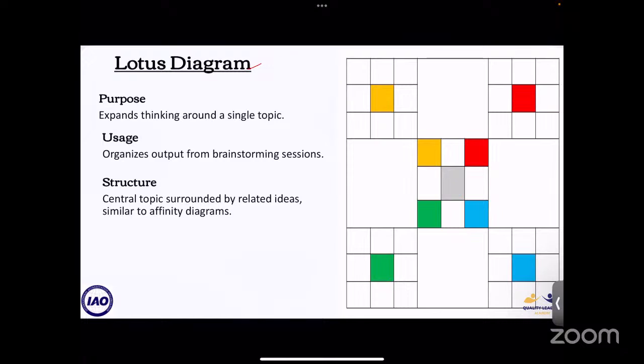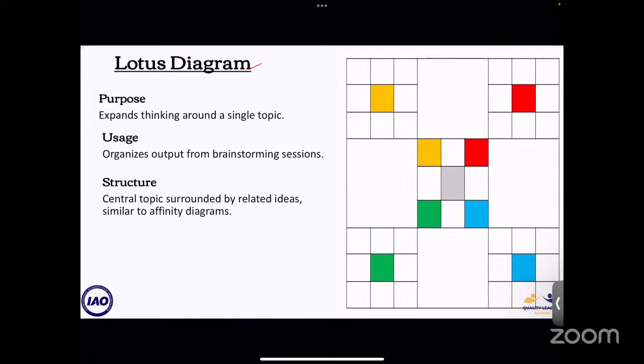Imagine you are working with a team and throwing around ideas. The lotus diagram brings structure to that chaos. By organizing your ideas visually, it makes it easier to see relationships, prioritize thoughts, and move forward with clarity. Now let's break down how it works.